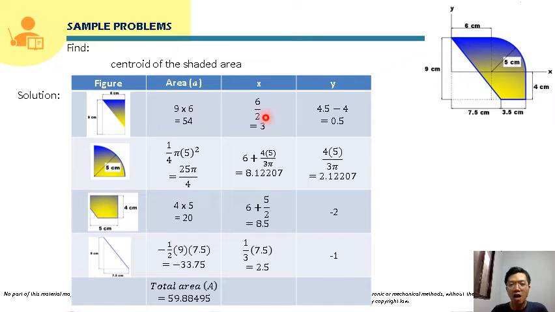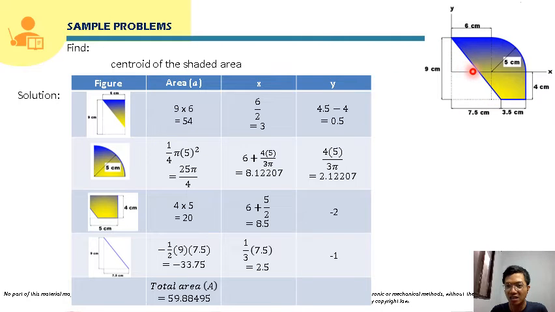Okay, so for the x coordinate of the centroid of the rectangle, its centroid is here at this center. So its x coordinate will be this distance. This distance is half of 6 centimeters, so that will be 3. Now we will proceed to the y coordinate of this rectangle.